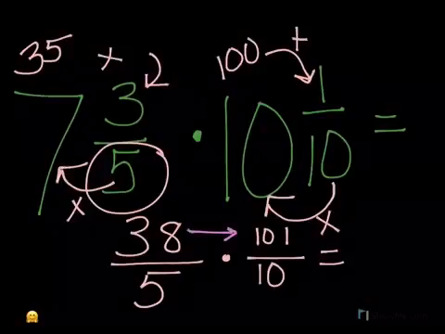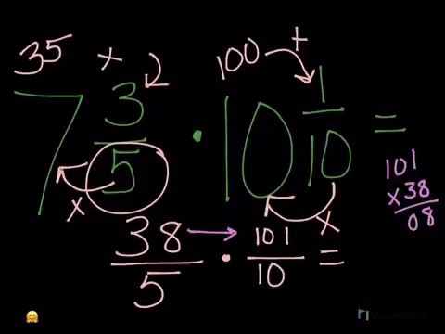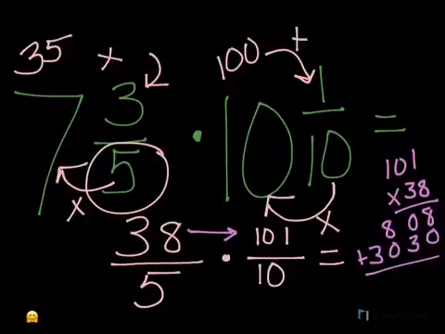38 times 101 requires me to do a little helper problem. 8 times 1 is 8. 8 times 0 is 0. 8 times 1 is 8, placeholder. 3 times 1 is 3. 3 times 0 is 0. 3 times 1 is 3. Add them together. 8, 3, 8, 3.